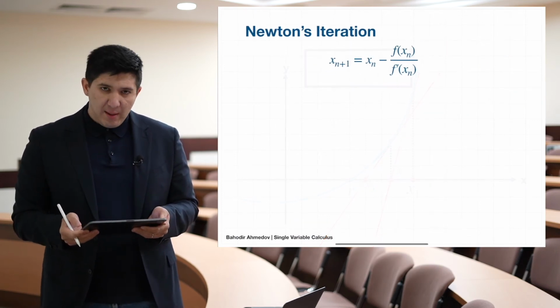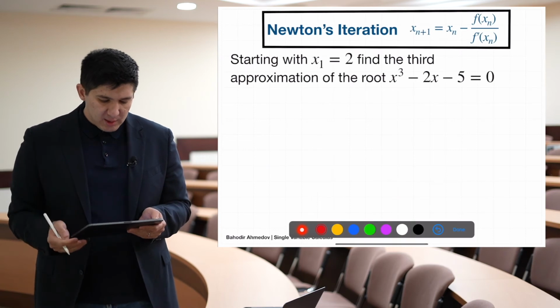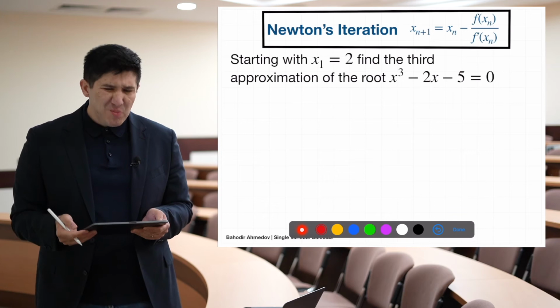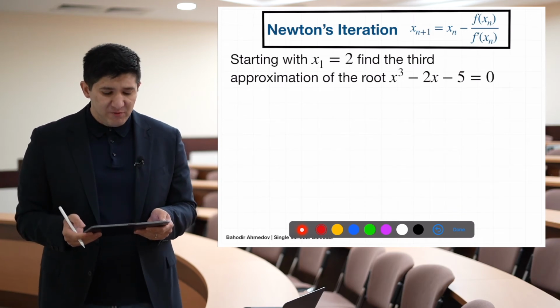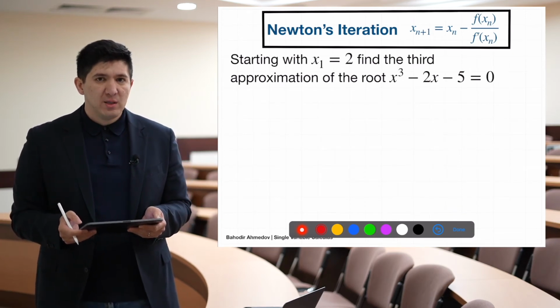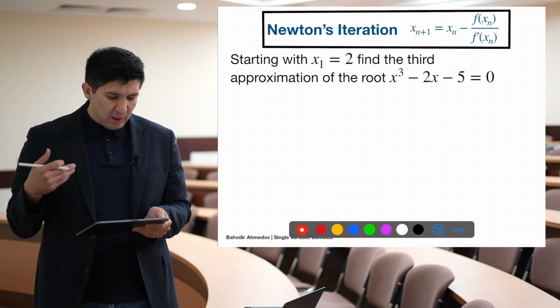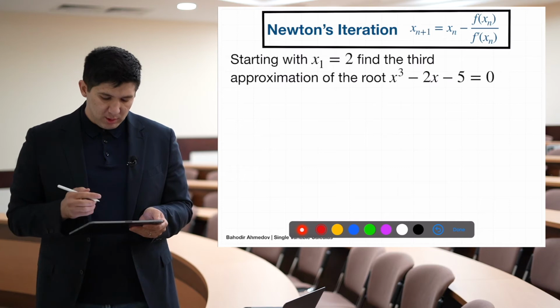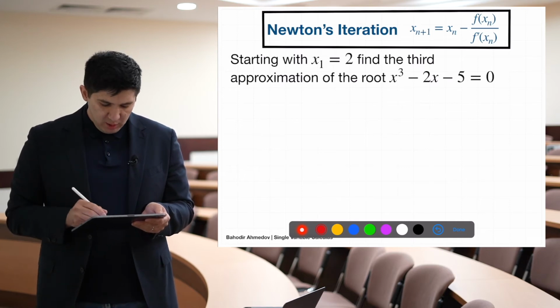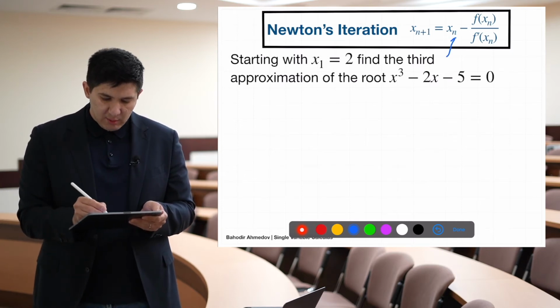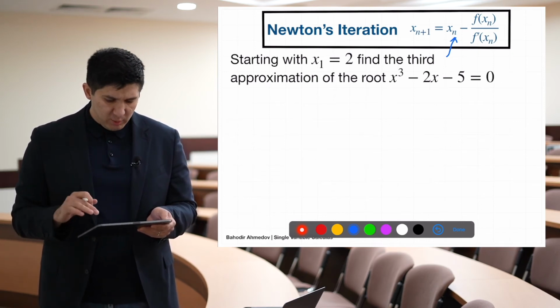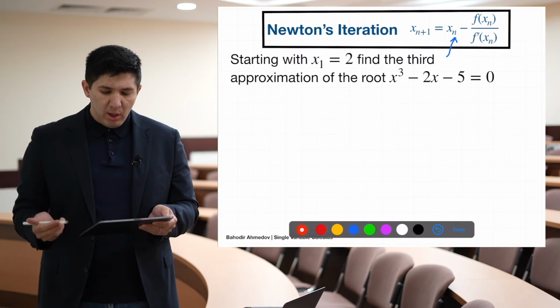Let's do a couple of examples, then we are going to come back to this. Let's say we are given this function, x cubed minus 2x minus 5, and we have to find its root. The starting approximation should be equal to 2, so x1 should be equal to 2. If you remember, we just need to use this equation in order to find x2 and x3. So we just need to find the second and third approximations.